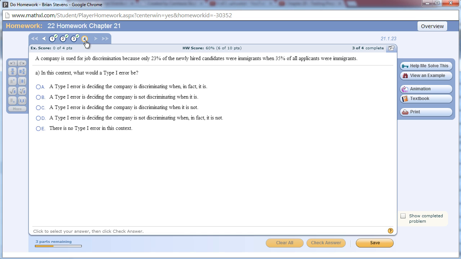Going right here, a computer company is sued for job discrimination. Only 23% of the newly hired candidates were immigrants, when 35% of all applicants were immigrants. So with this in mind, think about this.